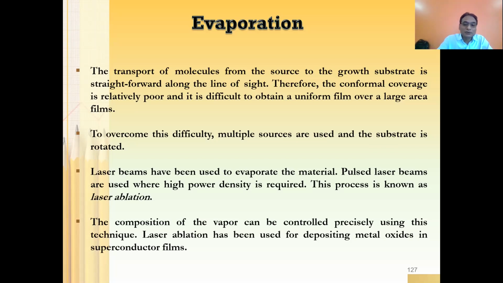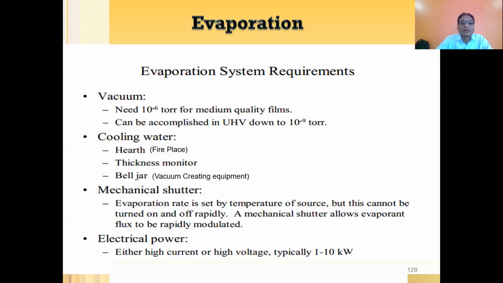The composition of vapor can be controlled precisely using this technique. Laser ablation has been used for deposition of metal oxide in semiconductor film. So, as far as the composition of vapor is concerned, if you are having dopant and all that, it can be easily controlled by laser ablation. Whereas it is not that easy to control by using the simple evaporation method. And therefore laser ablation is being used for deposition of metal oxide in the semiconductor field.